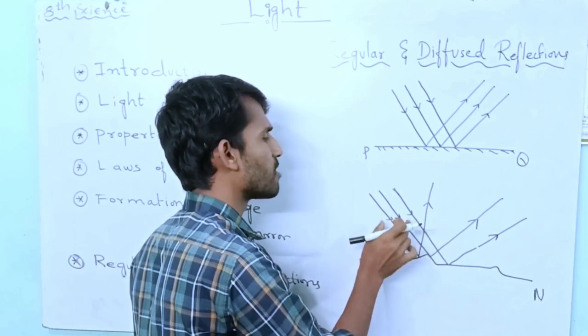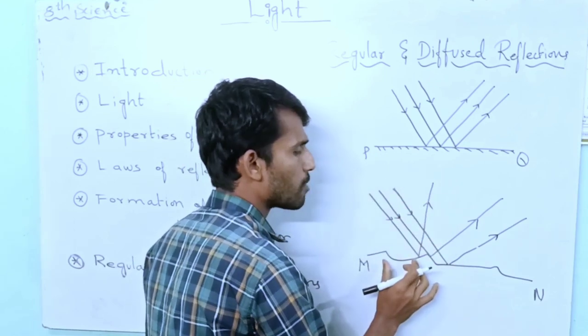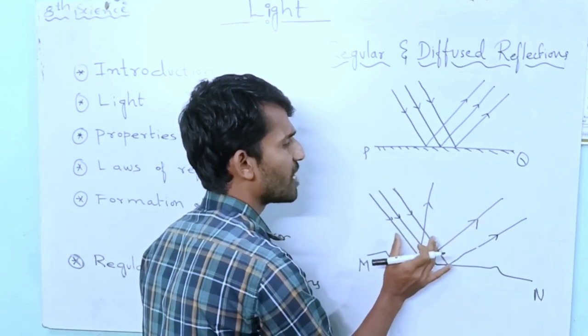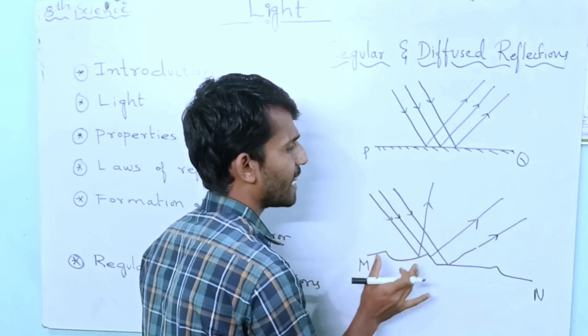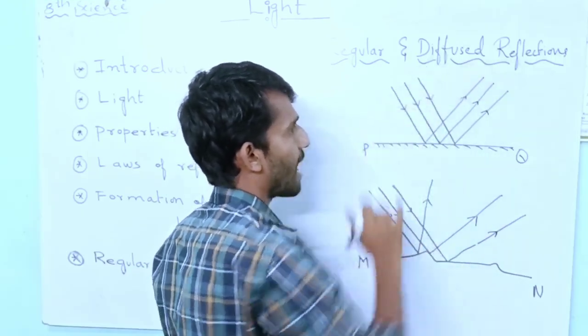Okay, so you observe this picture here. Parallel rays of light fall on a rough surface. When reflecting, their directions are different from each other. They are not parallel. This we call diffused reflection.